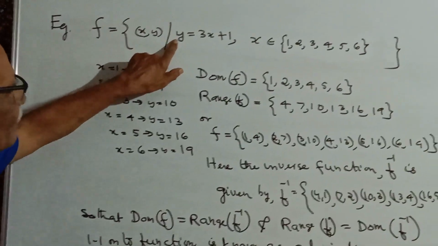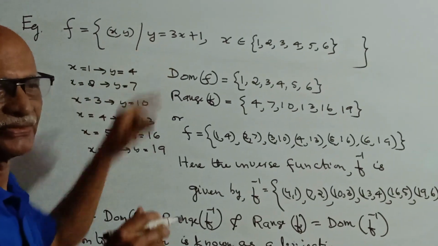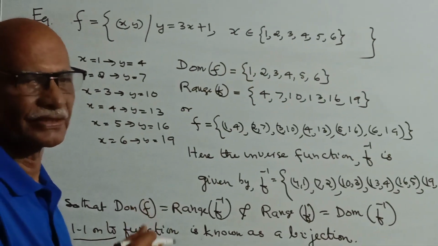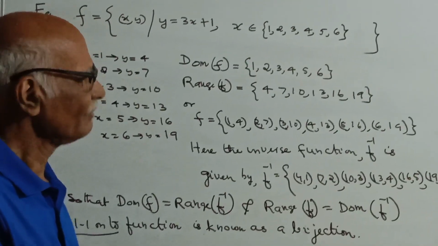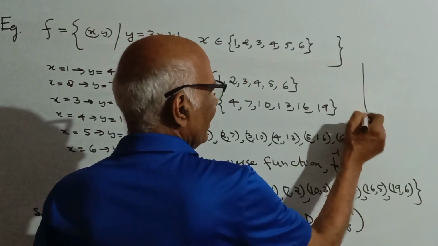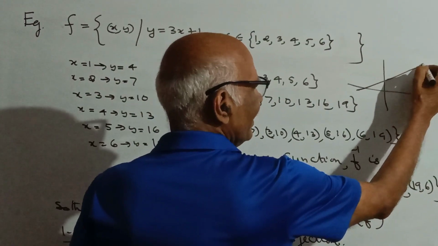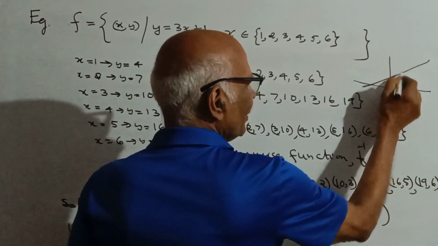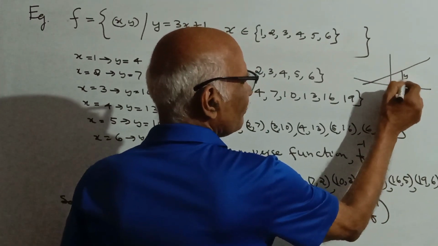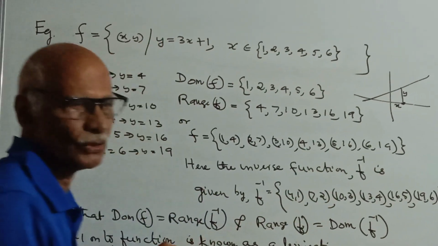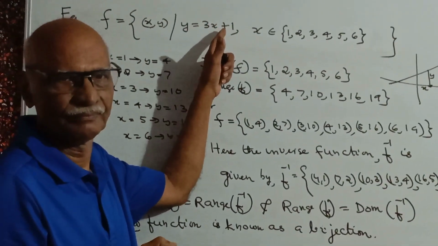And you can see y equals 3x plus 1 is a line in the xy plane. If there is a line in the xy plane, corresponding to one point of x, you get a value of y. So this is the situation explained here.